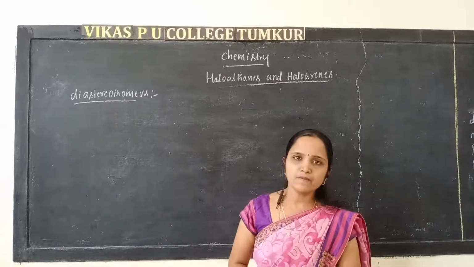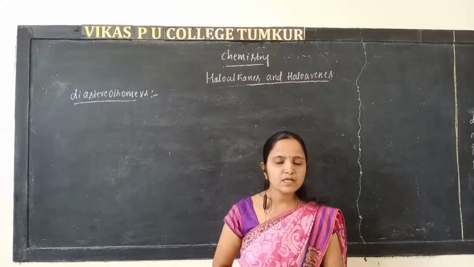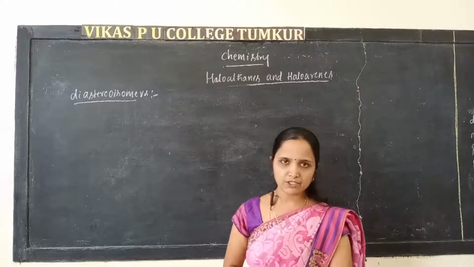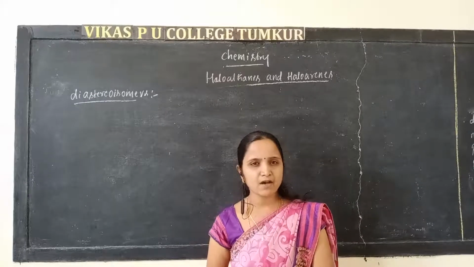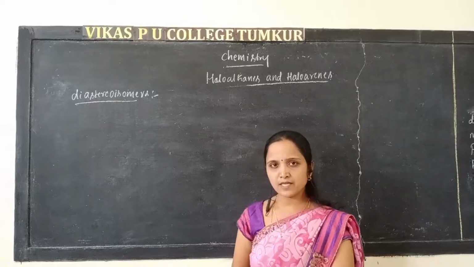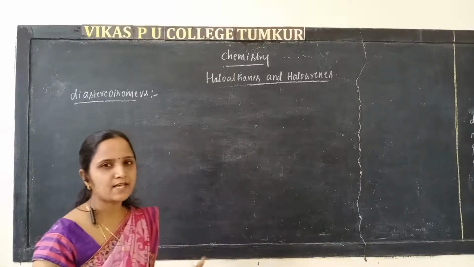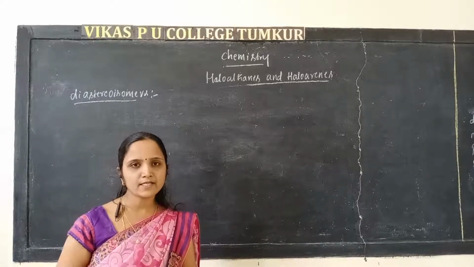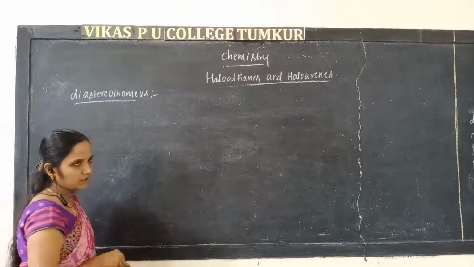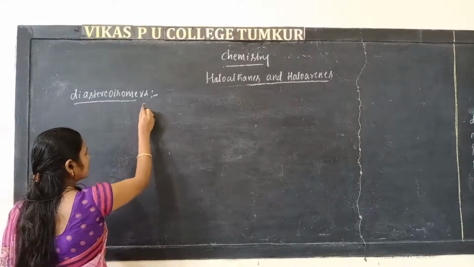Diastereoisomers means a pair of stereoisomers that are not related as object and mirror images. A pair of stereoisomers not related as object and mirror images is called diastereomers. For example, we are going to take mesotartaric acid and dextrotartaric acid.